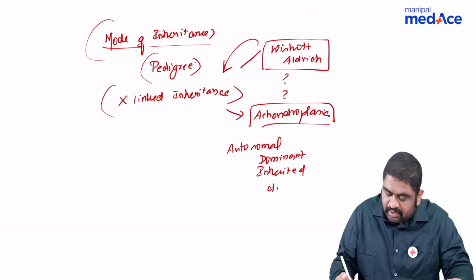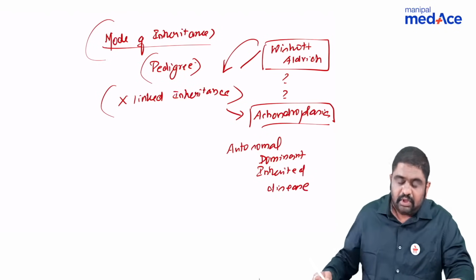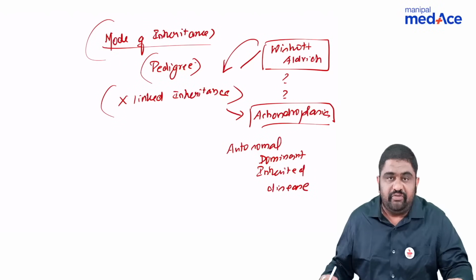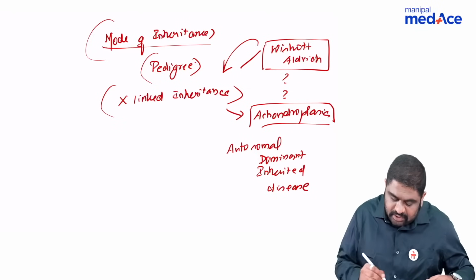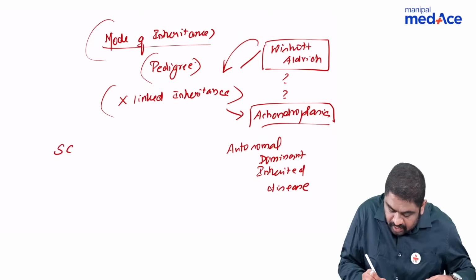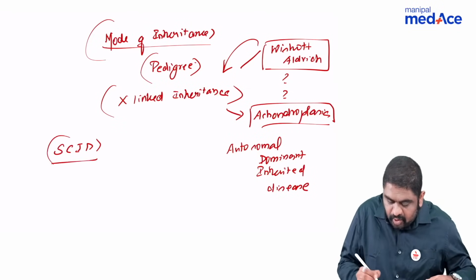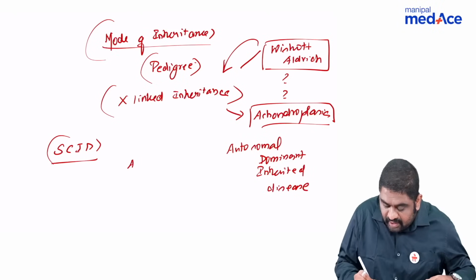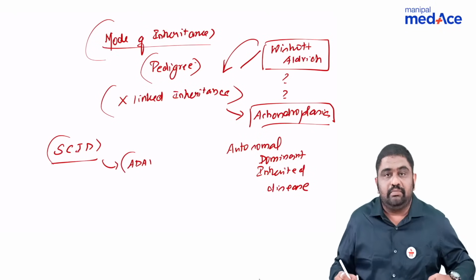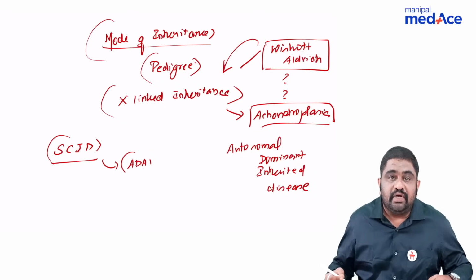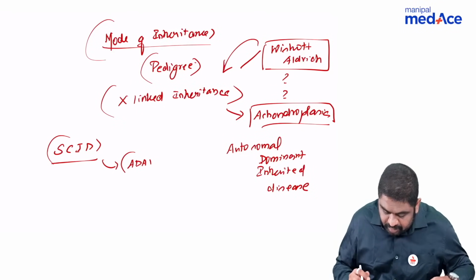I had told many times, when you come towards immunology, especially in case of primary immune deficiency disorder, please remember the inheritance patterns also. For example, in case of severe combined immunodeficiency, you have two types. One of them will be ADA deficient. So one can be X-linked, the other one can be autosomal. So that kind of inheritance is also important for us to be remembered.